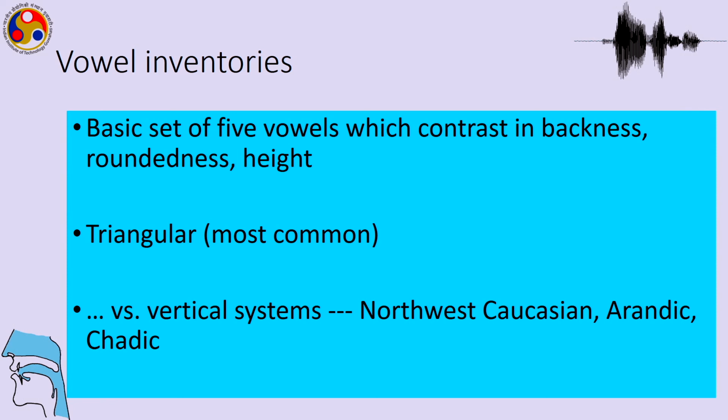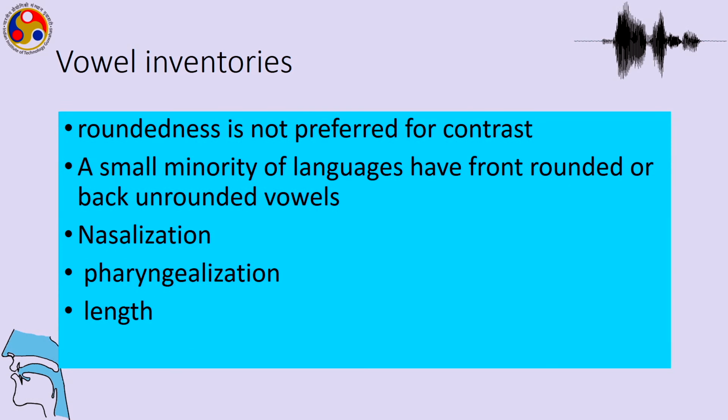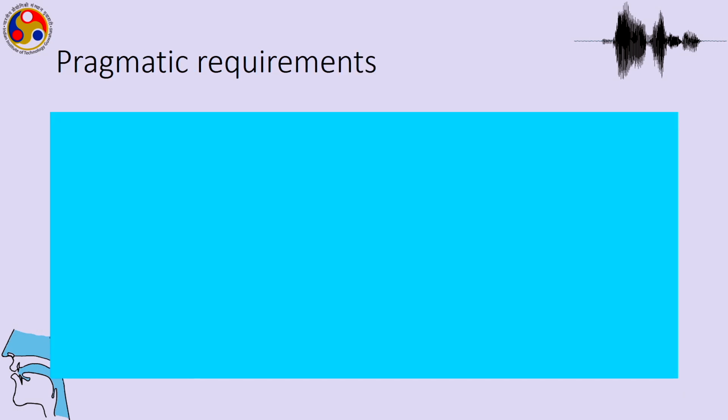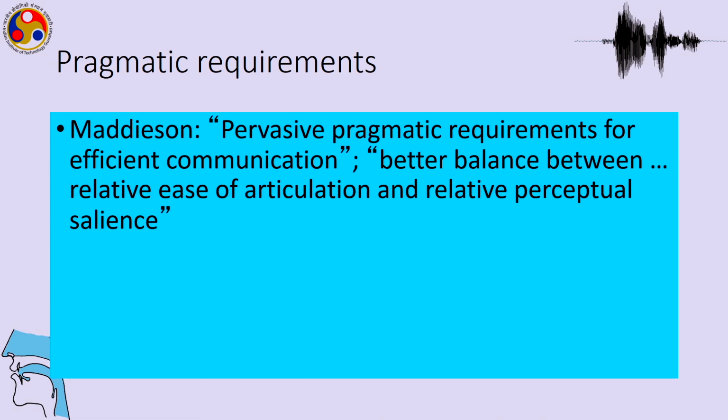And what is triangular? It's the one which has A at the bottom, versus vertical systems where you have a contrast between front and back and high and low vowels in each of the corners of the vowel diagram. So, height contrast is important, and roundedness is not preferred for contrast. A small minority of languages have front rounded or back unrounded vowels. There is also nasalization, pharyngealization and length when we talk about different vowel inventories in the languages of the world.